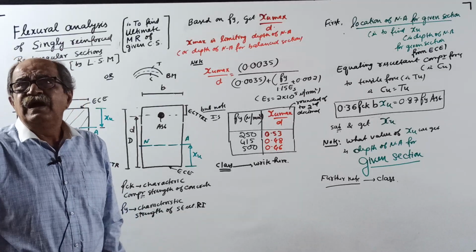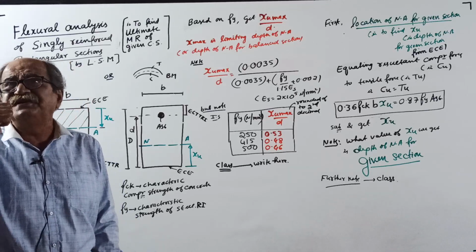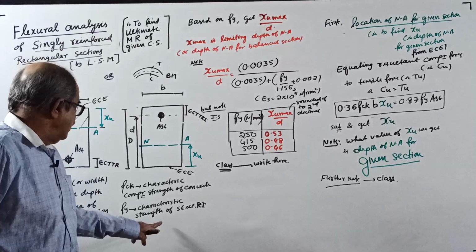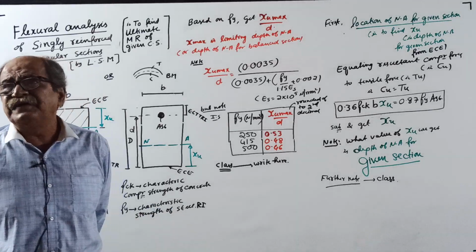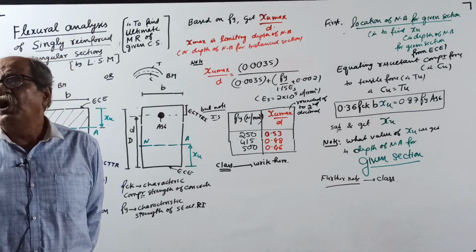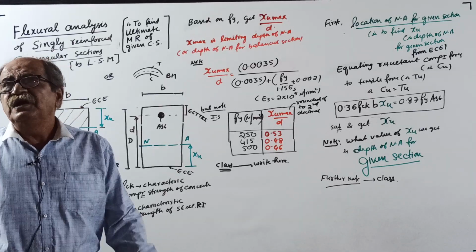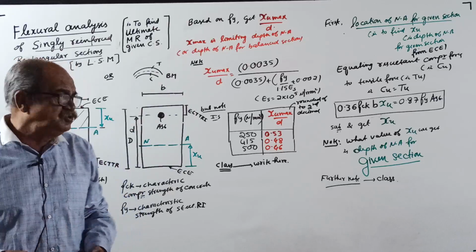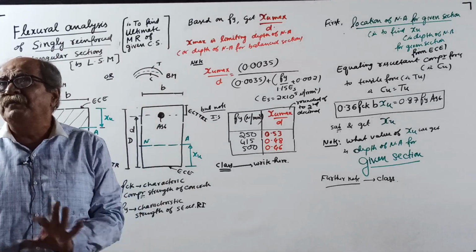When you find the ultimate MR of the cross section, it is the moment of resistance. You should write a note here. One note right here: we should know whether the cross section is under reinforced or over reinforced. You should know it. So to decide whether the cross section is under reinforced or over reinforced, you should write all these somewhere in the box.